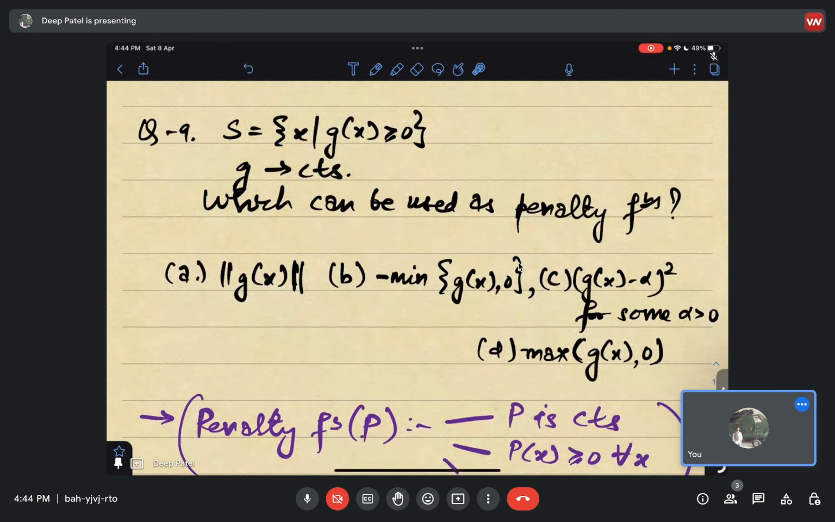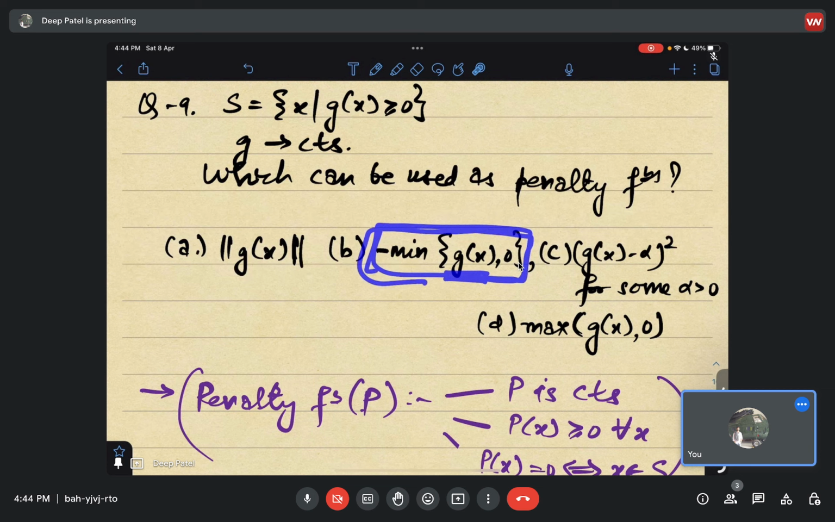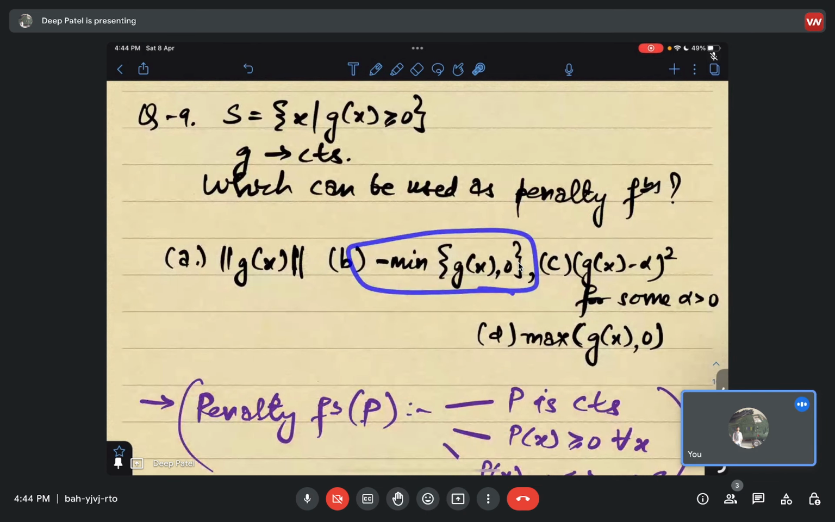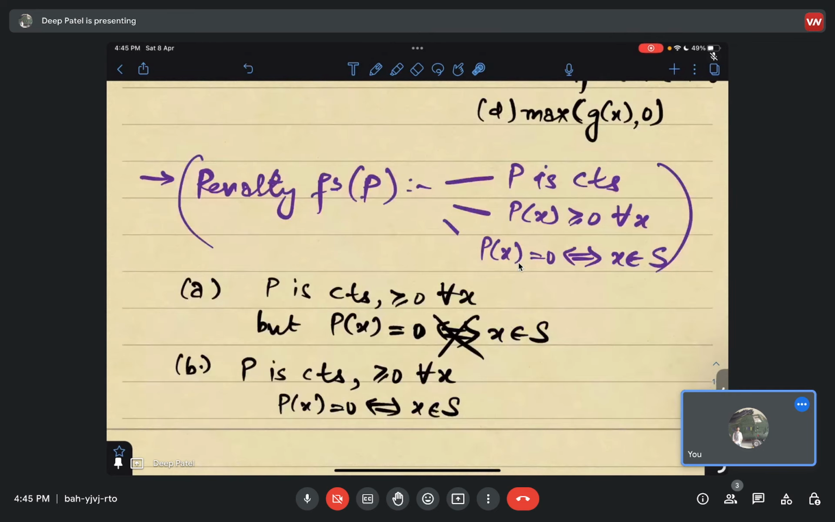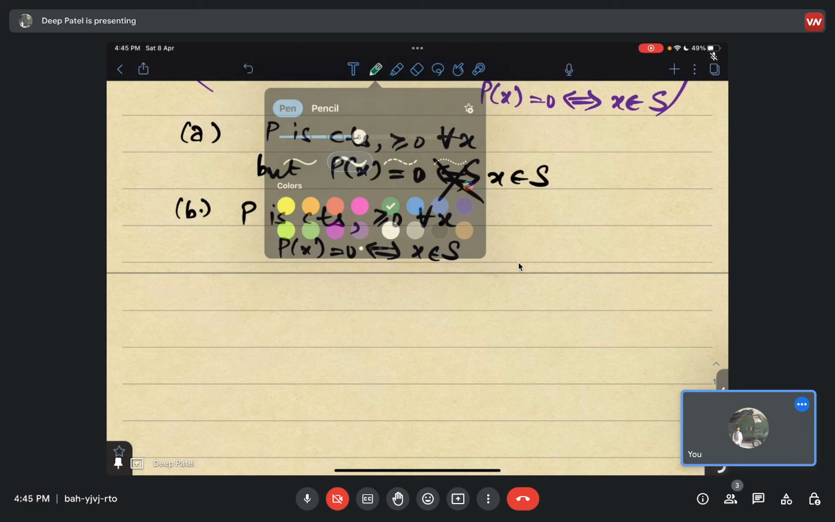If this is 0, in that case, what can we say? Then g of x must be less than or equal to 0. If it is less than or equal to 0, then this will be some non-negative, strictly positive value, right? So actually the only possibility is g of x is greater than or equal to 0, which means that if this is 0, then x is in S. Yes, so this is true. This is a candidate.